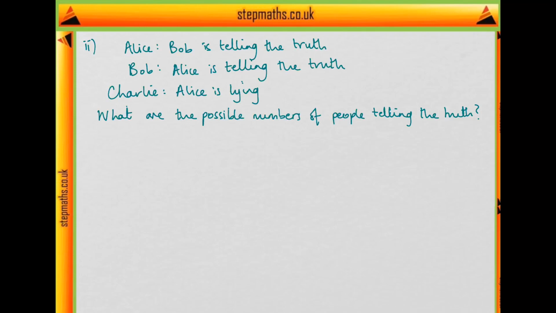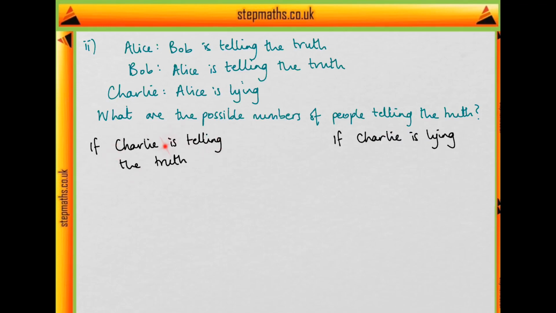Okay, now in part 2, Alice, Bob and Charlie make these statements instead. Alice says Bob is telling the truth, and Bob says Alice is telling the truth, and Charlie claims that Alice is lying. And we want to know what are the possible numbers of people telling the truth. Well, we know each person is either lying or telling the truth. So let's consider the two cases for Charlie. You could do it for Alice or Bob as well, but I'm just going to choose to do it for Charlie. So what's going to happen if Charlie's telling the truth, and what's going to happen if he's lying?